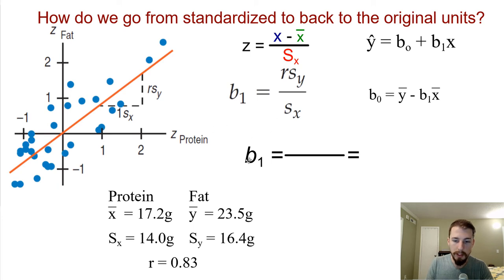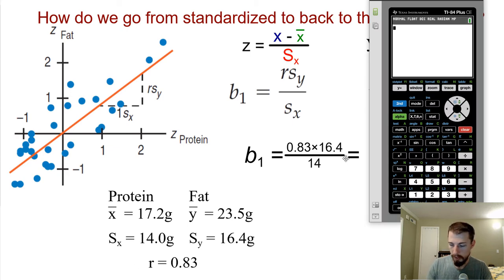So let's go ahead and calculate the slope. So here's our formula for that. We have our correlation coefficient, which is 0.83, times the standard deviation of y, which is 16.4, divided by our standard deviation of x, which is 14 grams. And then we can put that in the calculator.